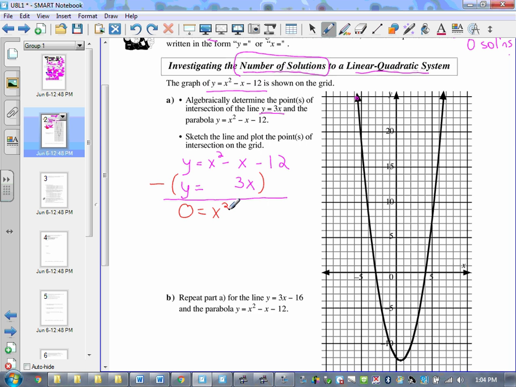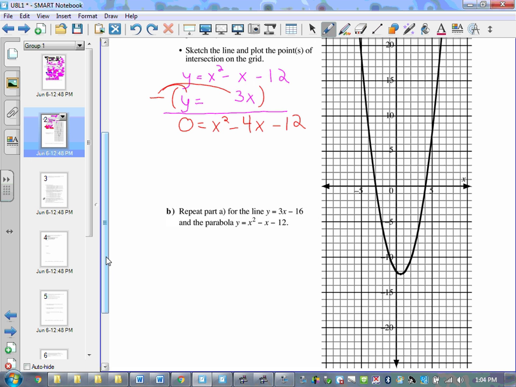And what's negative x minus 3x's? Because remember, this negative is going to distribute. And what's negative 12 minus no other constants? Still negative 12. So that one's elimination. Pretty similar to substitution. We will wind up at the same place.